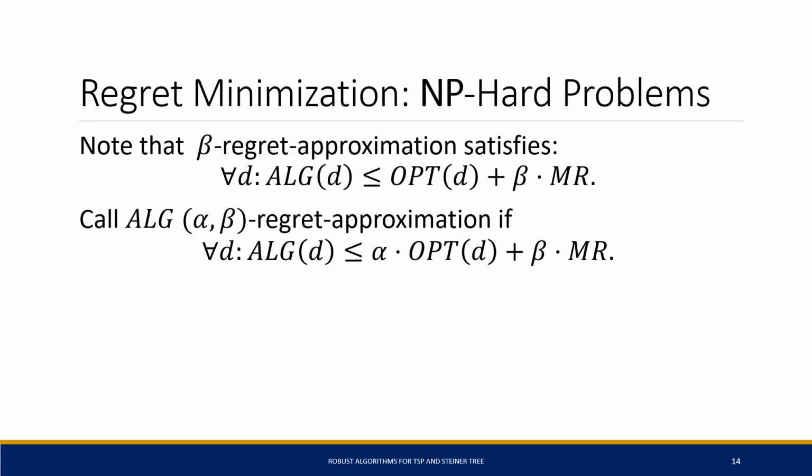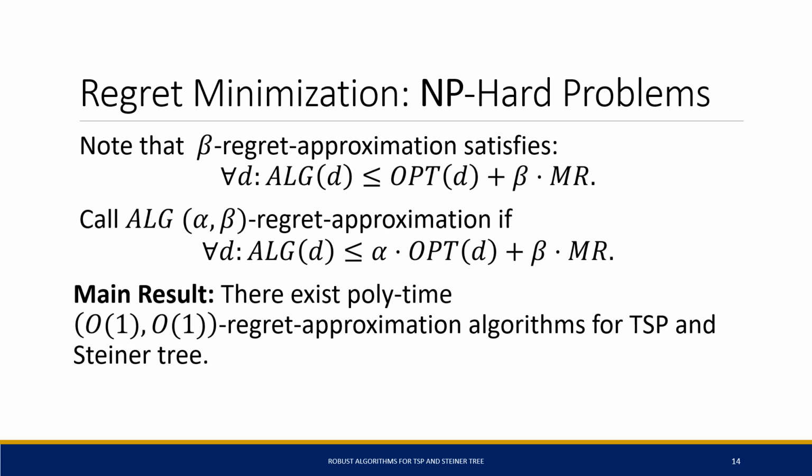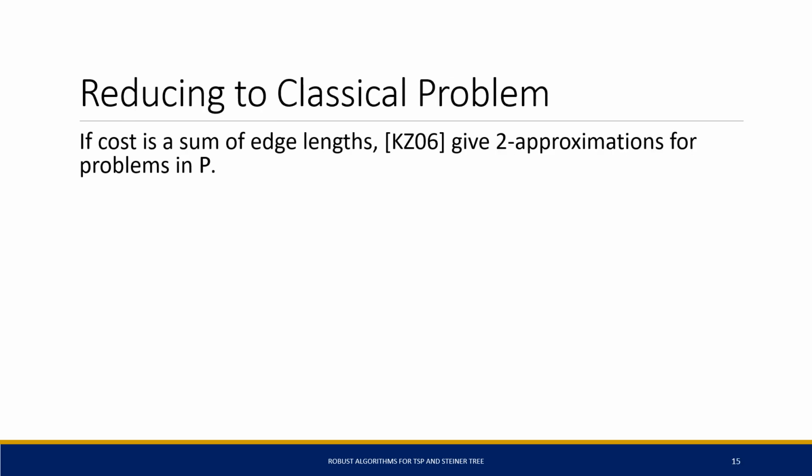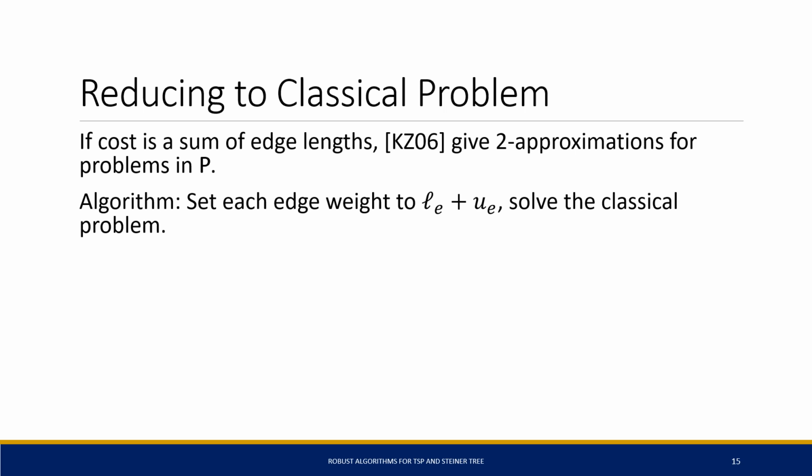to those solutions. So the main result of this talk is that we will give polynomial time constant regret approximation algorithms for TSP and Steiner tree. So one natural idea for how to get such an approximation is to just reduce to the classical problem. And one reason we might hope that this is possible is that for problems in P, this result, which gives a 2 approximation on regrets, actually does exactly this, reduced to the classical problem.